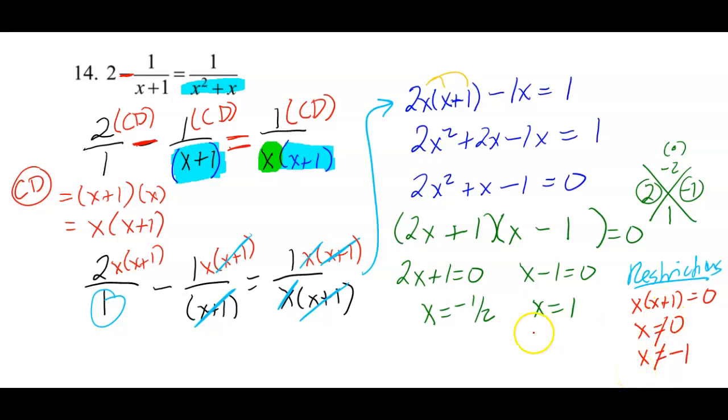So I check back here. So is -1/2 0 or -1? Nope, that's okay. That's valid. Is 1 0 or -1? Nope, that's okay. That's valid. So this particular problem actually has 2 valid solutions.